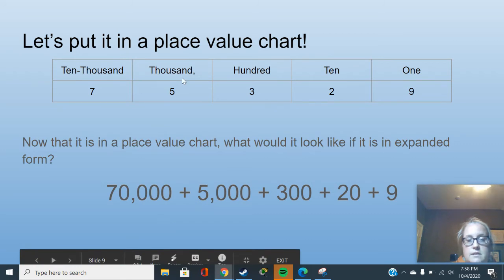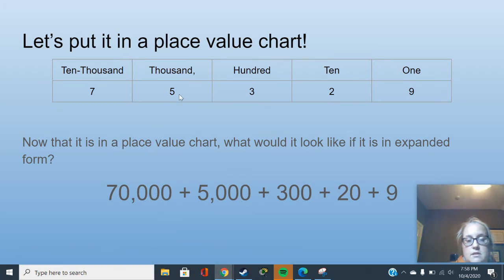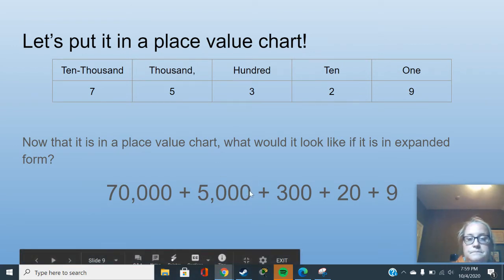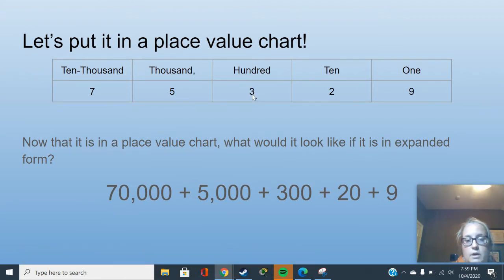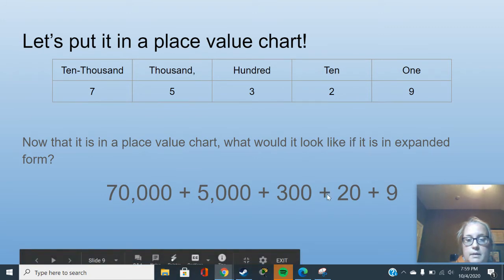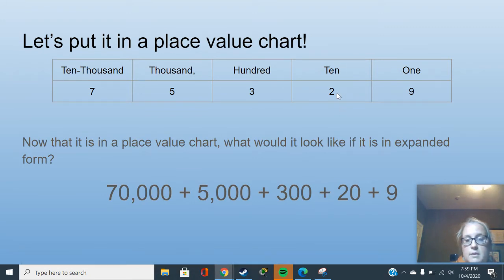have 5,000s. So if I count by thousands, 1,000, 2,000, 3,000, 4,000, 5,000, there's my 5,000 plus my hundreds. I have 300s, 100, 200, 300. There's my 300 plus 2 10s. So I'm going to count by tens, 10, 20. There's my 20 plus 9 ones.